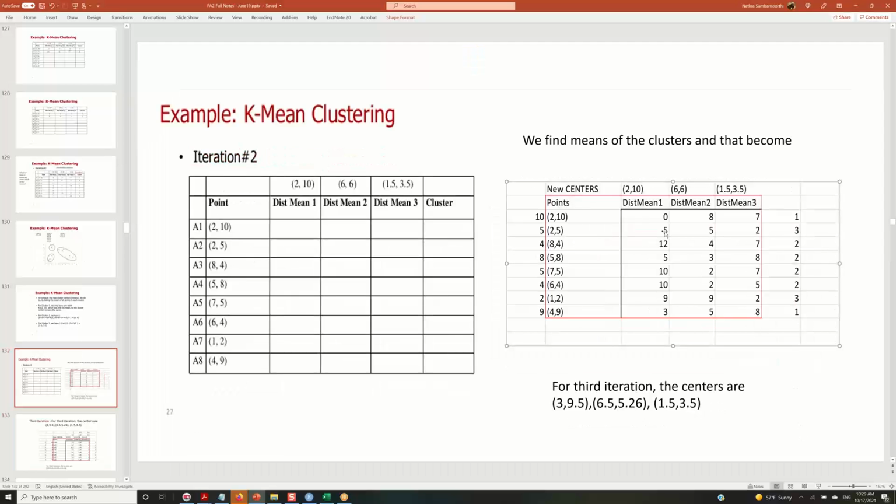Let's do that. This is not going to change. It is cluster 1, but 2.5 is closest to which? 3. It is now 3, right? Maybe last time also it was 3. And 8.4 is closest to 2. 5.8 is closest to 2, so it is 2. 7.5 is closest to 2, 2 again. 6.4 is closest to 2. 1.2 is closest to 3. 4.9 is closest to 1. Now there is one change. The rest of them are all the same. Now we have 2 ones. That's the benefit of this iteration.